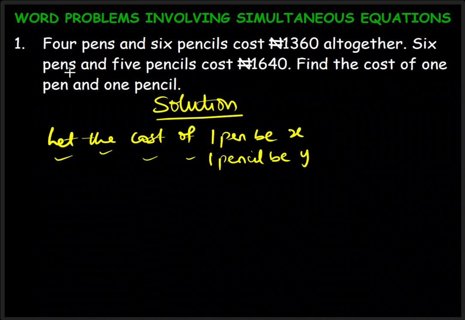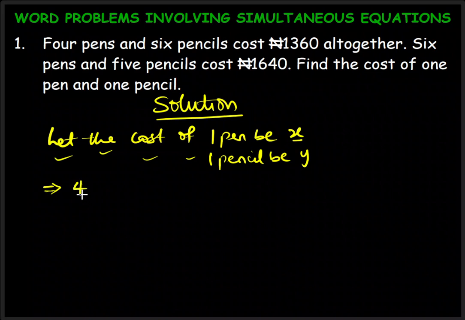Alright, so we are told that 4 pens, if 1 pen is X, then 4 pens will be, that's like saying if 1 pen is 100 naira, then 4 pens will be 400 naira. That's 4 times the cost of 1 pen. So if the cost of 1 pen is X, that means the cost of 4 pens will give us 4X.